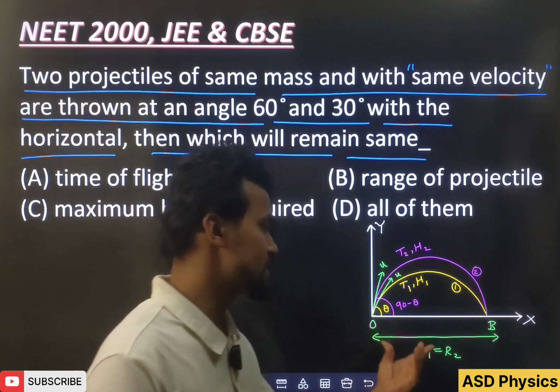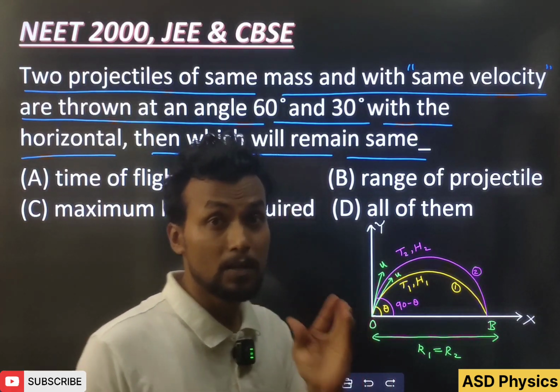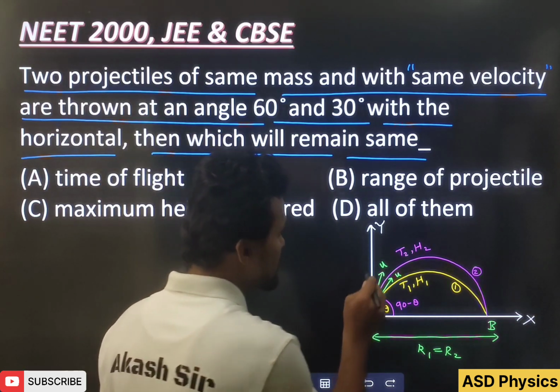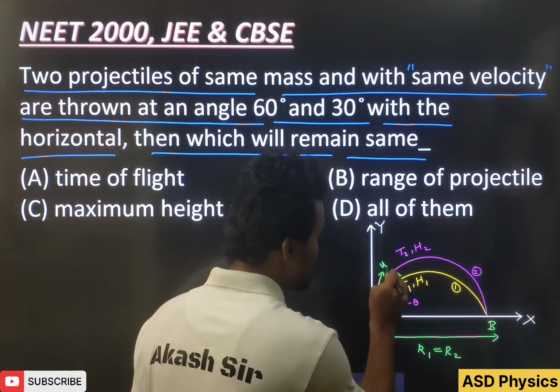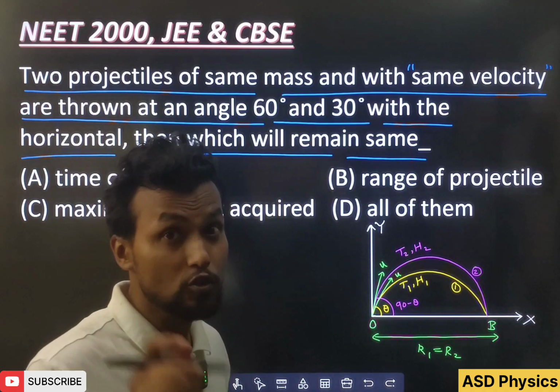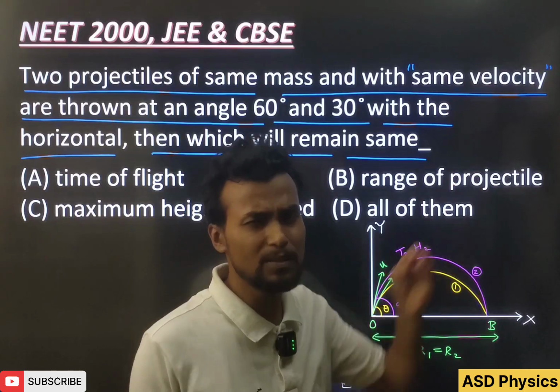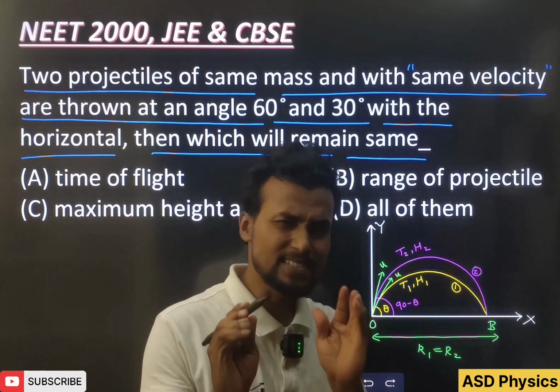So you can see very well, as I told you, range is same but time of flight and maximum heights are different. But the thing is that both the projectiles should be projected with the same speed. Here also you can see u, here also you can see u. So speed should be same. That is the basic criteria. Here they are telling same velocity, but the meaning is same speed.